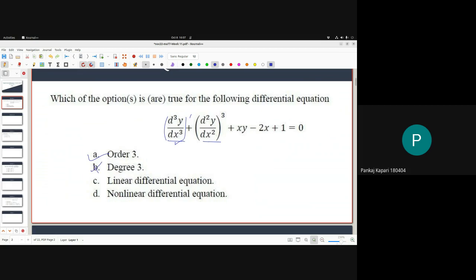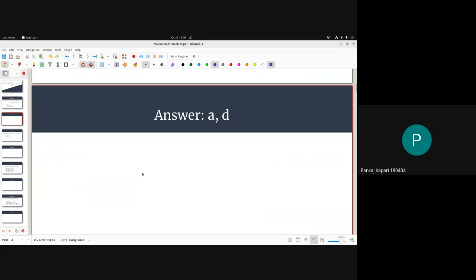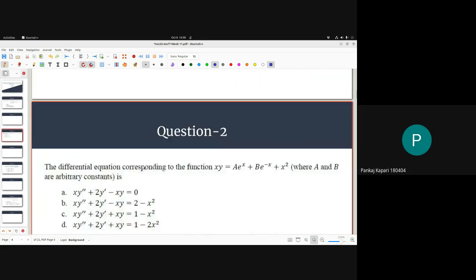Okay, so in a linear differential equation, the dependent variable, which is here y, and all its derivatives appear with degree 1. But here we can see that this second order derivative of y appears with degree 3. So this cannot be a linear differential equation. So this must be wrong, and so the last option is correct. So here the first and last options are correct. So let's move to the second problem.